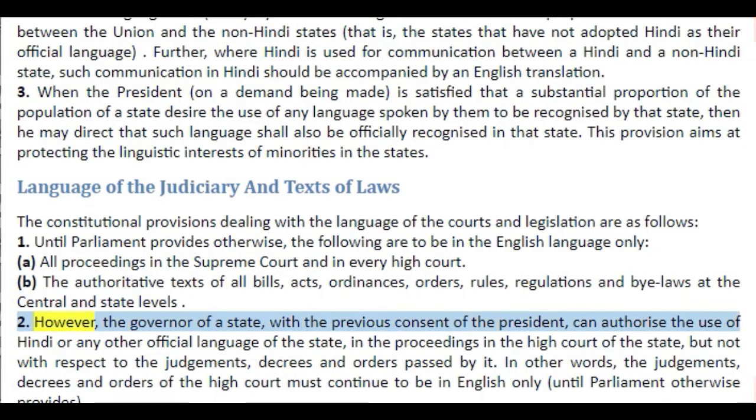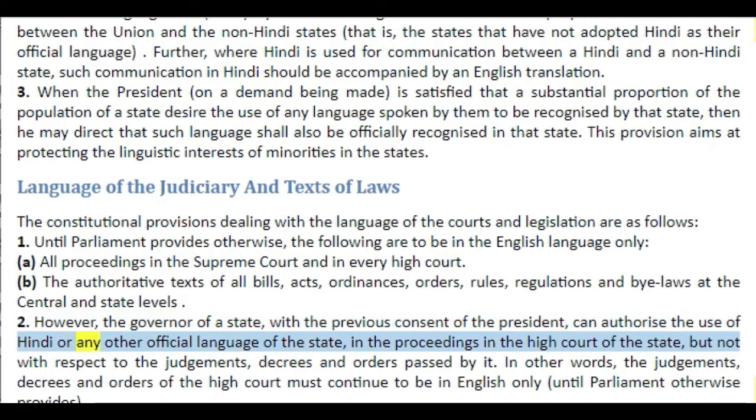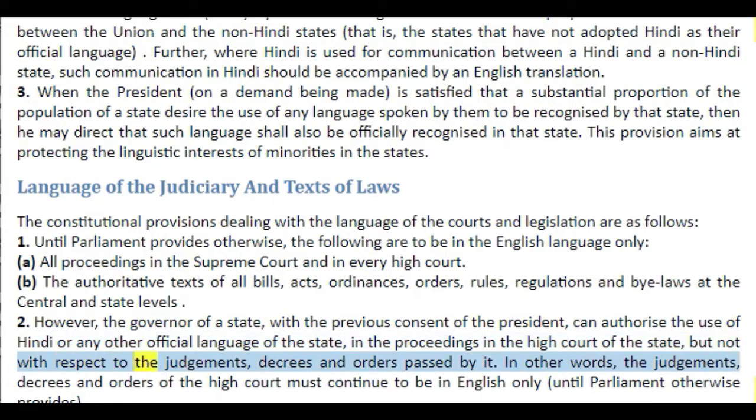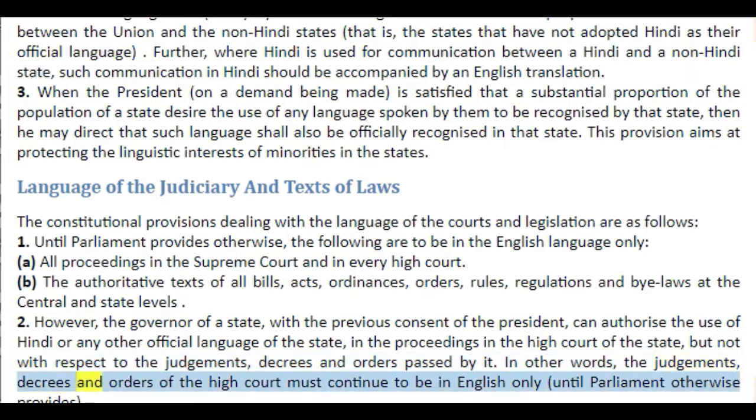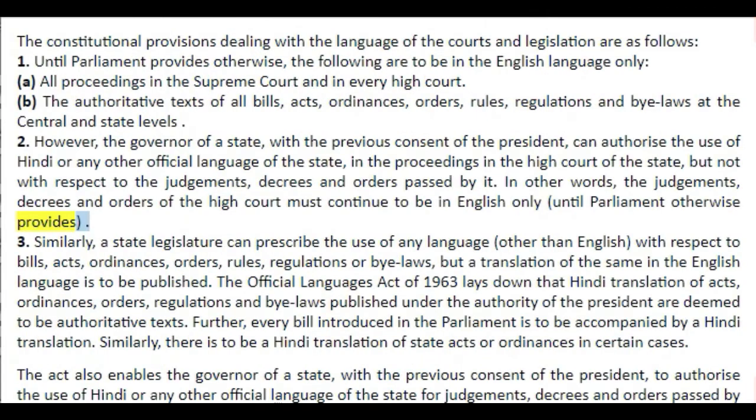2. However, the governor of a state, with the previous consent of the President, can authorize the use of Hindi or any other official language of the state in the proceedings in the High Court of the state, but not with respect to the judgments, decrees and orders passed by it. In other words, the judgments, decrees and orders of the High Court must continue to be in English only, until Parliament otherwise provides. 3.